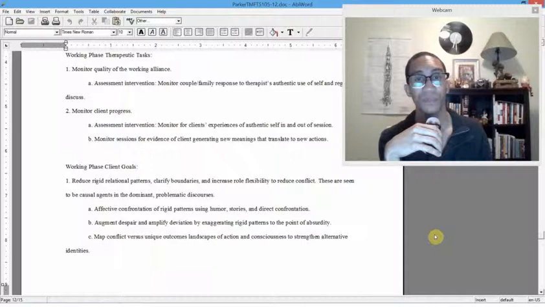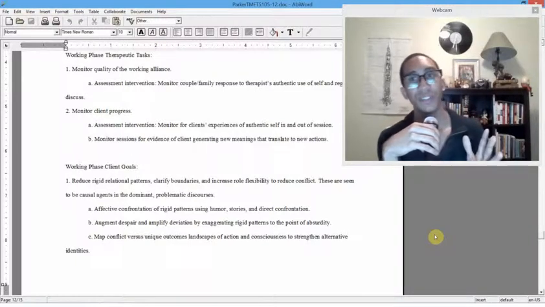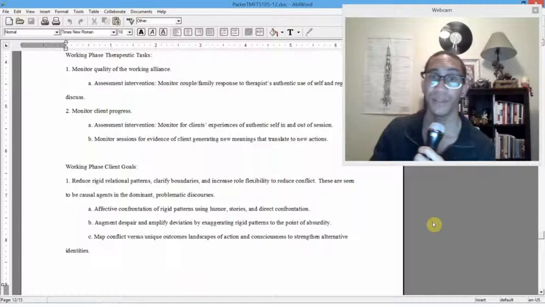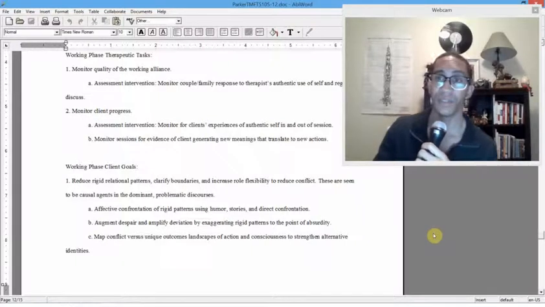An increased role flexibility to reduce conflict. So, not only is he an independent person, but he can also use the help of his family to have a better living situation. So it doesn't always have to be just strictly independence. He can also rely on other people for help. These are seen to be the causal agents of the dominant problematic discourse.